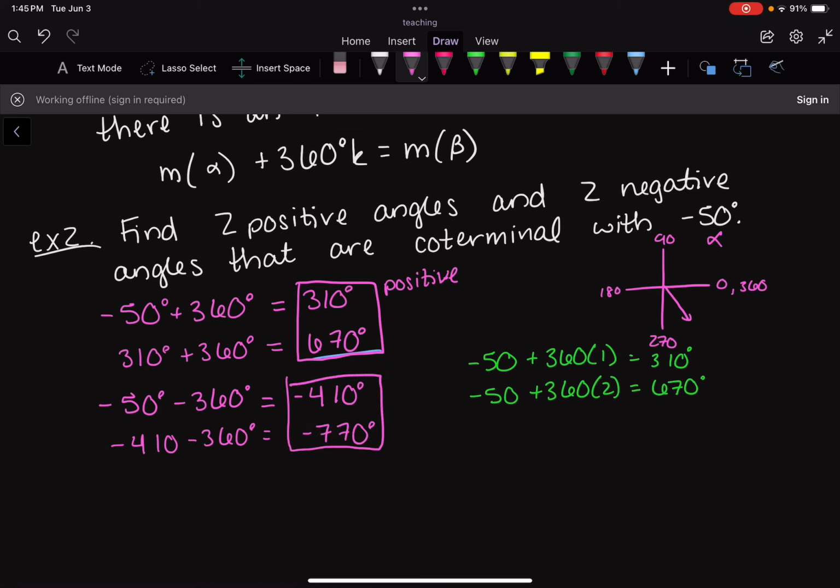And those are still the angles that, like, they're still in the same place. It's just we got to them a little bit differently. And I'll show you the more mathy way to write these as well. This would be negative 50 plus 360 times negative 1. The negative because we decided to subtract it. And the second one would be negative 50 plus 360 times negative 2. Because we technically did it twice, so my k is 2. And we did minus, so that's why it's negative.